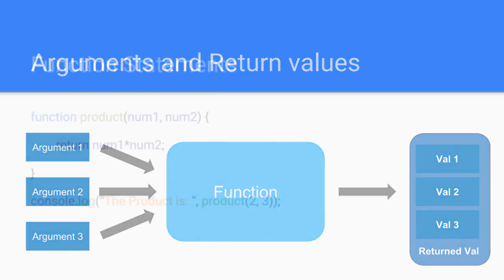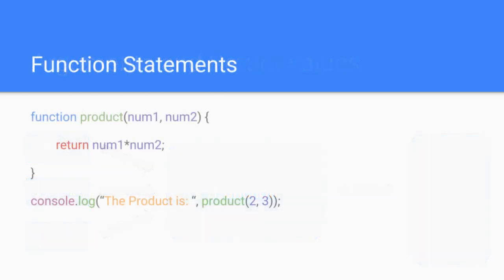Function statements in JavaScript have the syntax as shown. All function statements start with the keyword function. The stuff that you see inside the parentheses are arguments. And the expression that we see following the return keyword is what will be returned by the function, which is num1 multiplied by num2 in this case. So if we run this code in the console of our browser, we will get the output 6 printed onto our console.